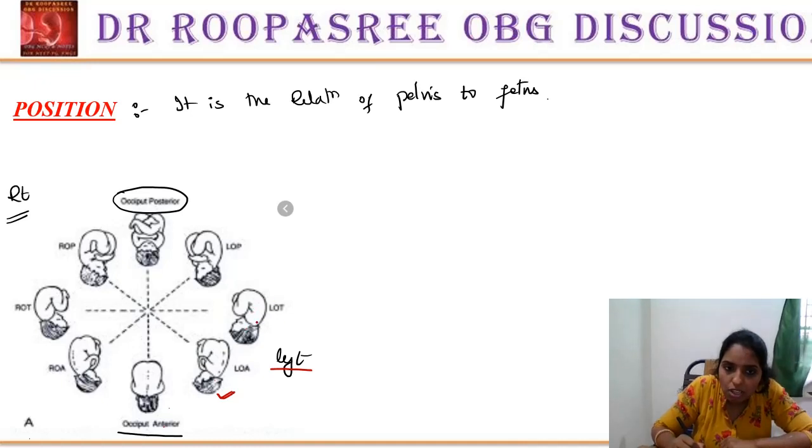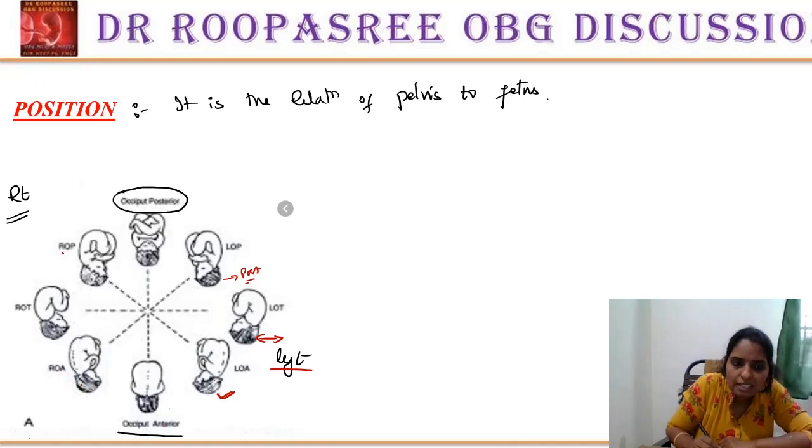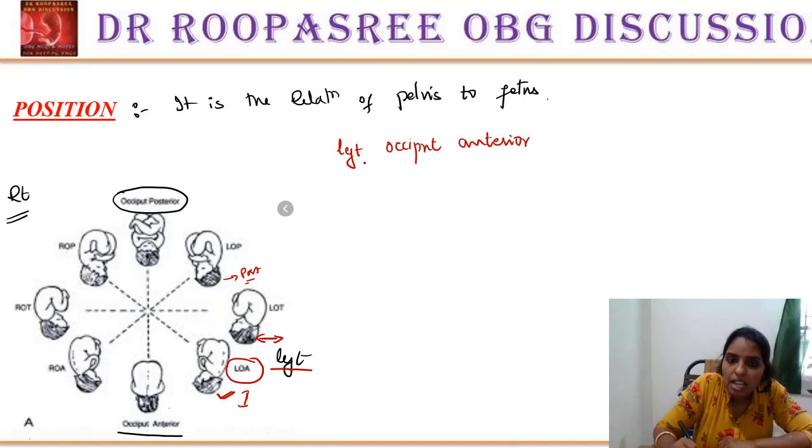Now on the left side only, the occiput is a little transverse. It is like this. Here the occiput is anterior, here the occiput is transverse, here slowly on the left side the occiput is becoming posterior. Same on the right side: the occiput is anterior, transverse, and posterior. The important thing we are going to see, the first position, is left occipito anterior. On the left side, the occiput will be anterior. Most of the time, the position will be left occipito anterior.